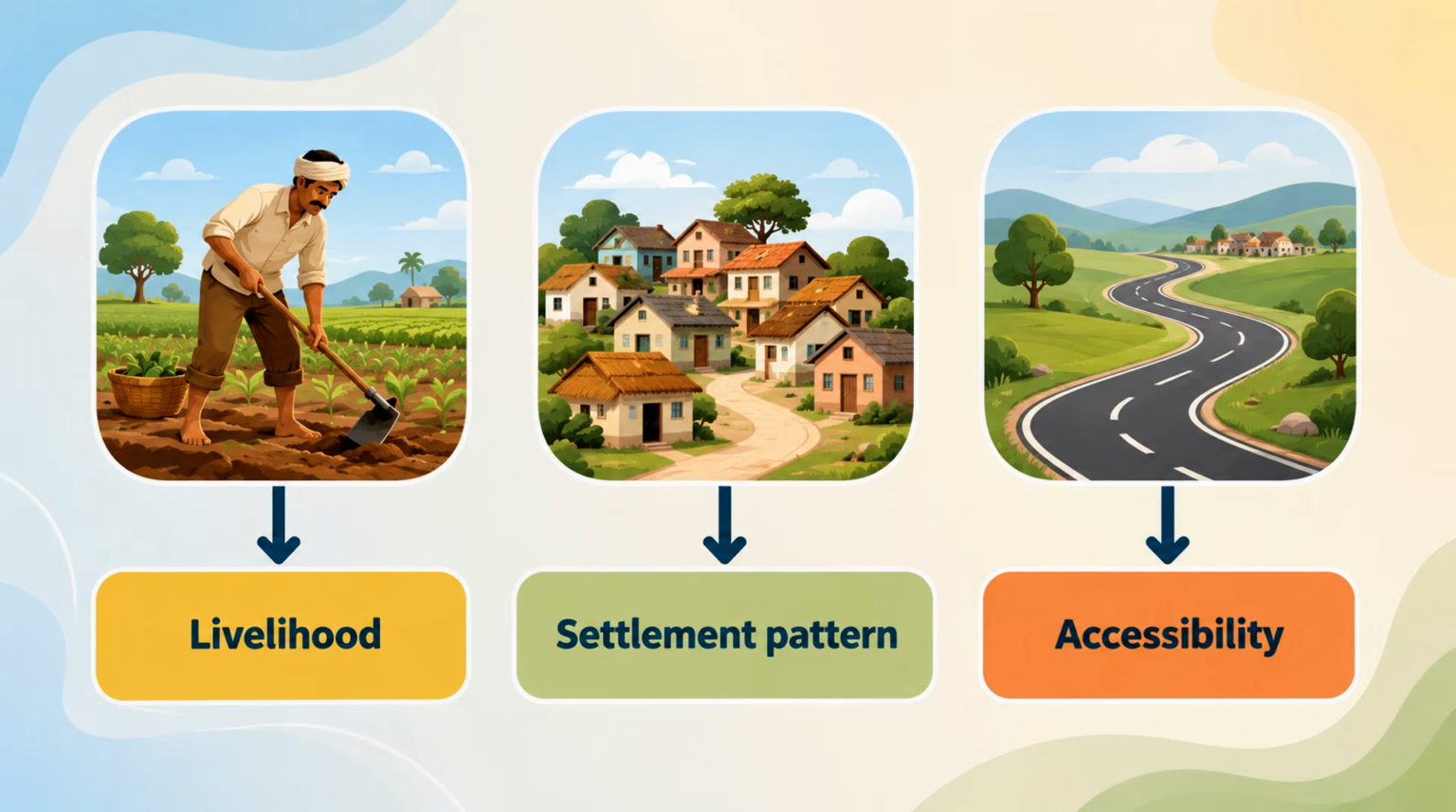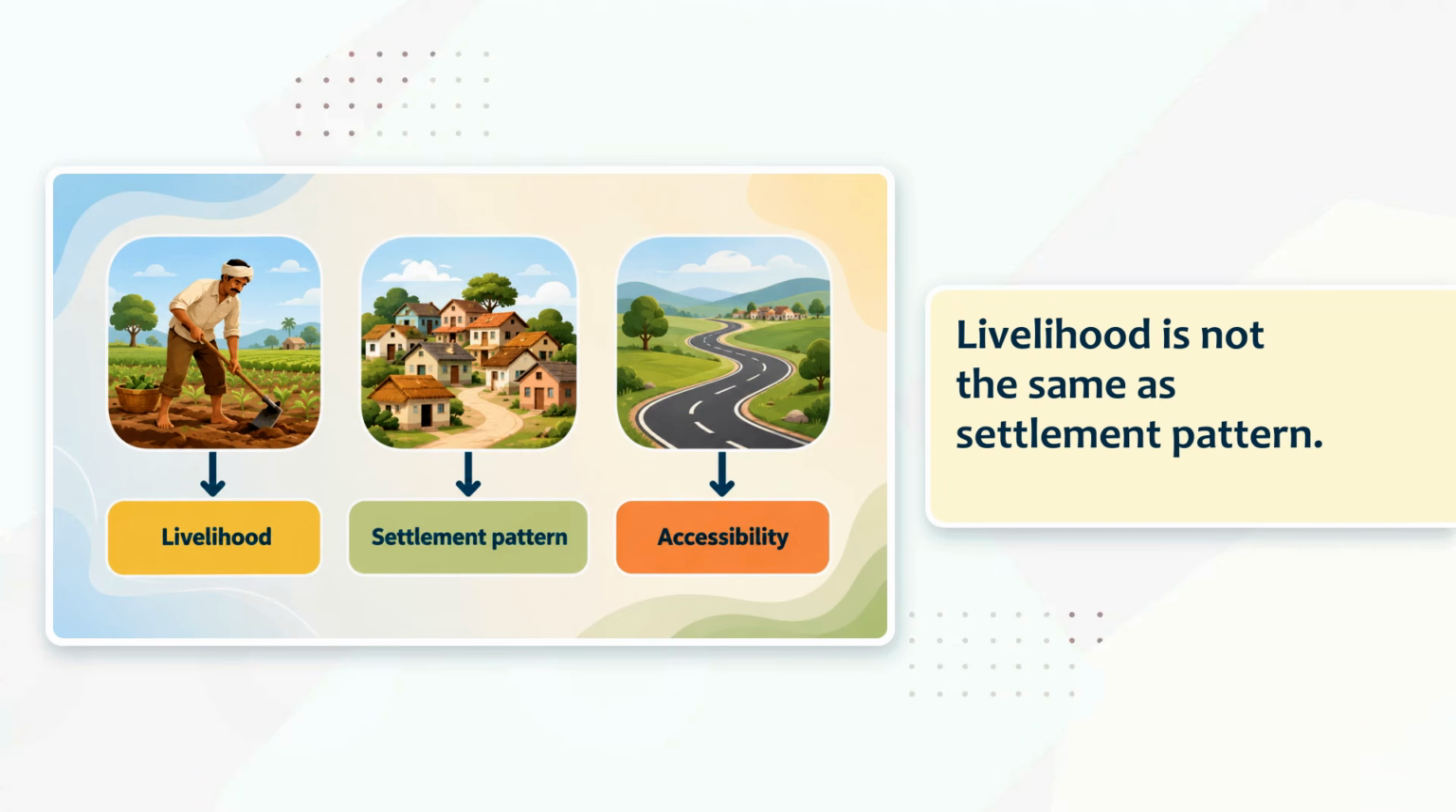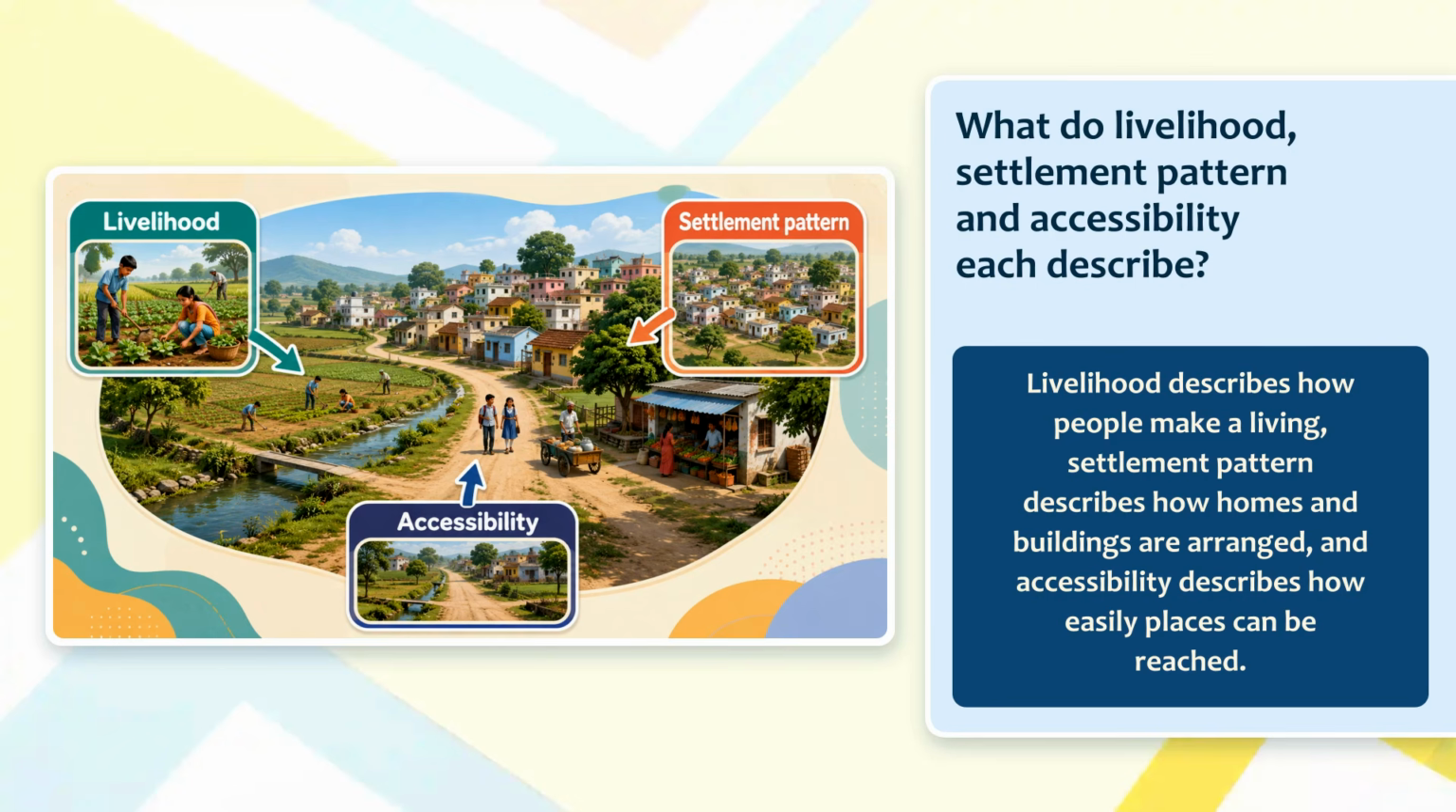Livelihood focuses on work, settlement pattern focuses on spatial arrangement, and accessibility focuses on connection and reach. When we compare places later, using the same category on each side makes the comparison fair. The categories are related but not interchangeable. Livelihood is not the same as settlement pattern. Accessibility adds a separate connection clue. Match each evidence type to the part of the scene it describes.